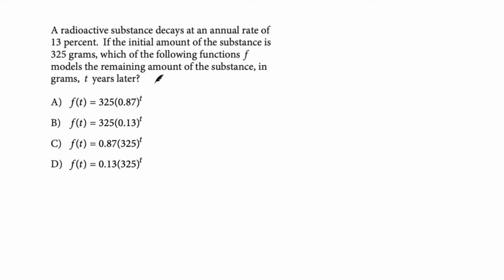Let's have a look at this past paper question. A radioactive substance decays at an annual rate of 13%. If the initial amount of the substance is 325 grams, which of the following functions f models the remaining amount of the substance in grams t years later? So our equation is y equals a b raised to power x. Our initial amount is 325. Now, what is the value of b?